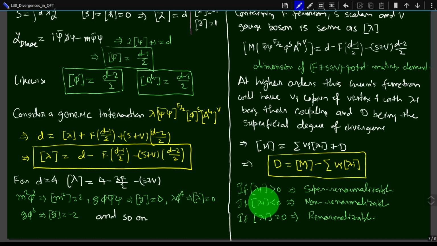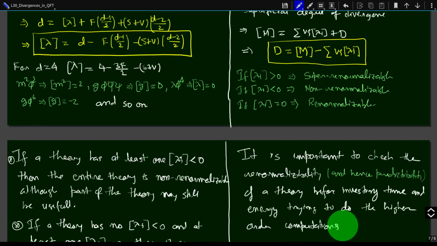If lambda i for all couplings, or at least one coupling, is negative, then for the negative one, if I put more and more vertices of negative mass dimension, I can make this always grow. With the minus sign here and negative here, my degree of divergence can keep on going up if lambda is negative and v is increasing. So negative mass dimensions will give me a non-renormalizable theory. But if all the lambda i's are either 0 or positive, then the theory is renormalizable.